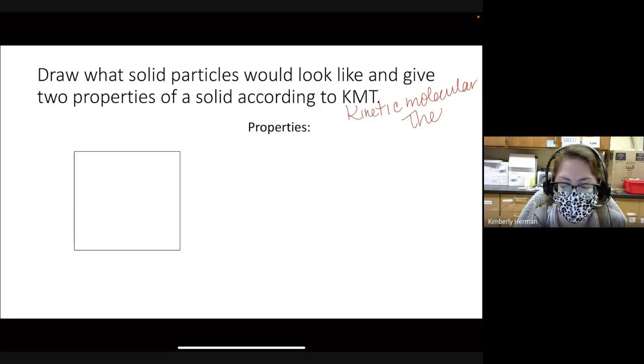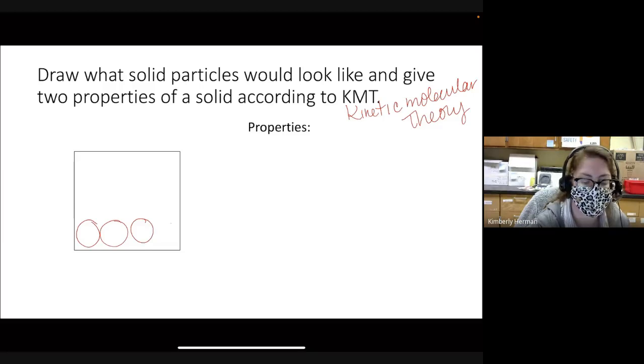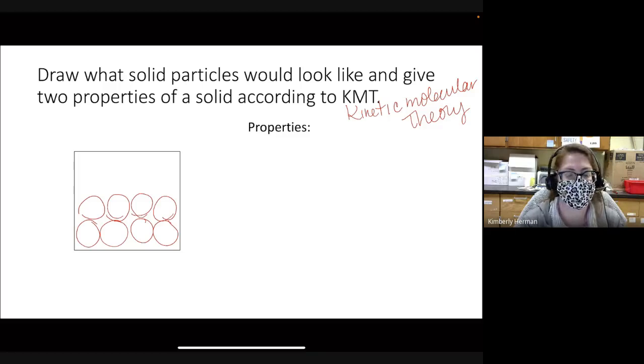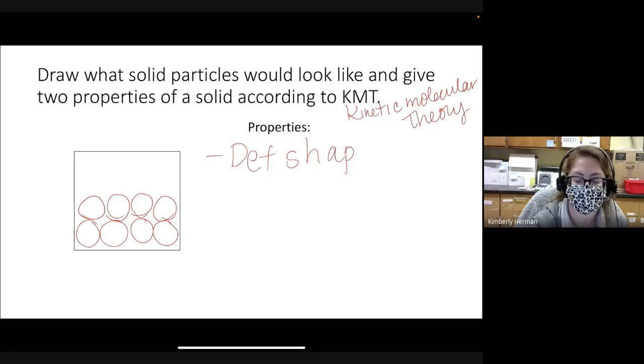theory. So if we're drawing our particles, remember we're going to draw them as circles as we're going through. And remember that they're going to be in a fixed position and close together because they have the strongest IMF out of all of our states of matter. Now, if we're talking about properties, we're going to see that they have definite shape, they have definite volume, we're going to see that they're in fixed positions.